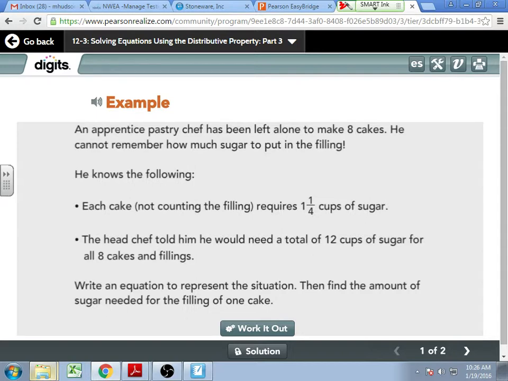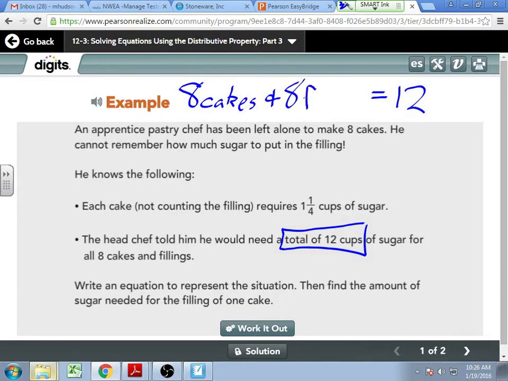Who thinks they know how to write out this equation? Give it like 30 seconds. Try to write it out on your paper. Write out some kind of equation. I'll give you a hint: it's not this one. It's going to equal 12. You're going to have a total of 12 cups of sugar. We know we have 8 cakes and 8 fillings.